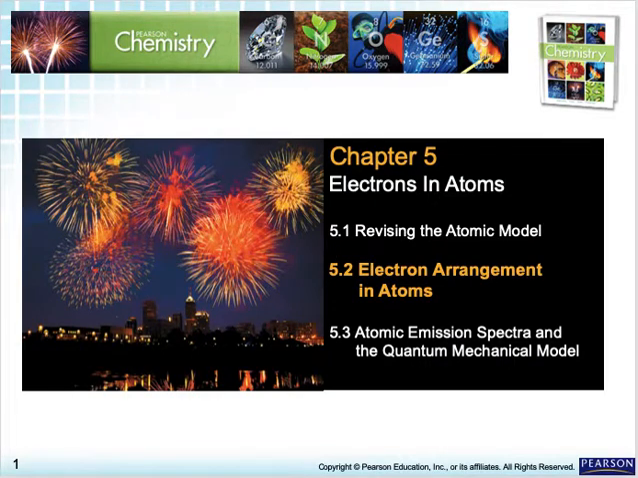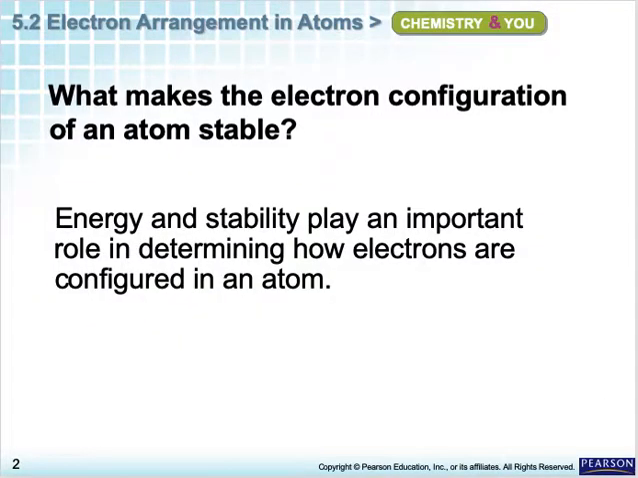Let's talk about electron configuration in atoms. This is section 2 of your book. This will be 2 parts. So, what makes the electron configuration of an atom stable? Energy and stability play an important role in determining how electrons are going to act, how they're going to be configured in an atom. So we're going to come back to this question in a minute, probably in the next video.